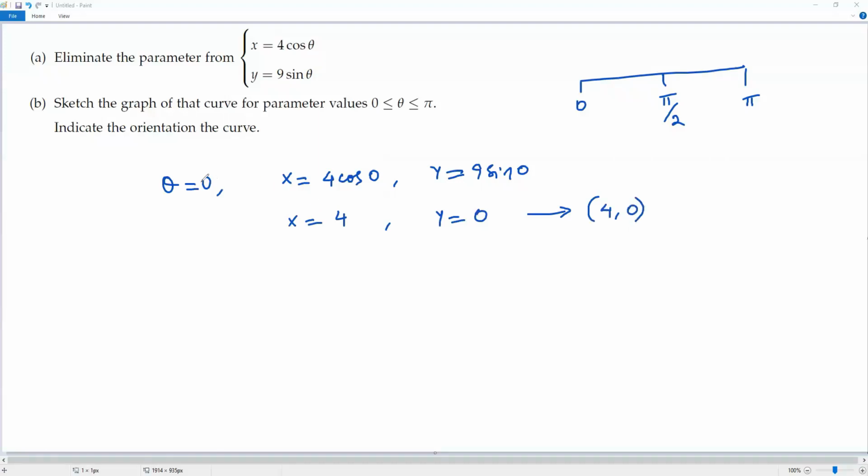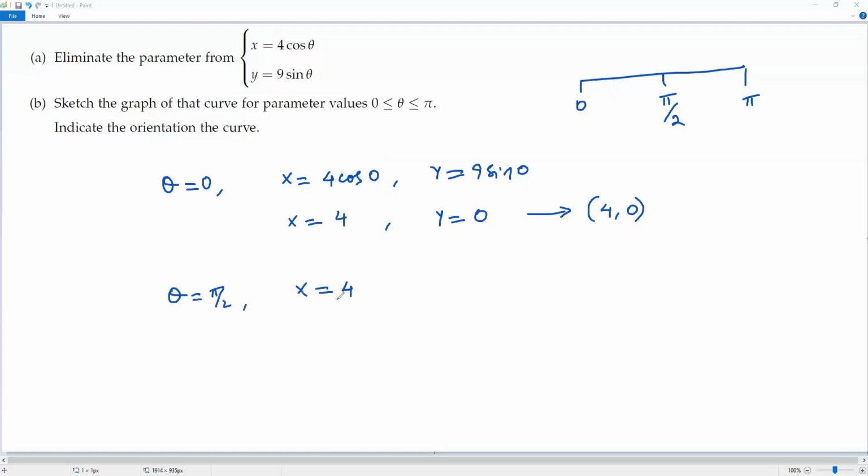When theta is equal to 0, the point we get is 4, 0. So this is the x coordinate and this is the y coordinate. Now we have the point in terms of Cartesian coordinates. Okay, now let's check the second value for theta, that is theta is equal to pi over 2.